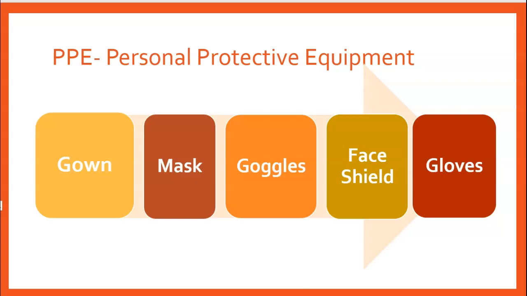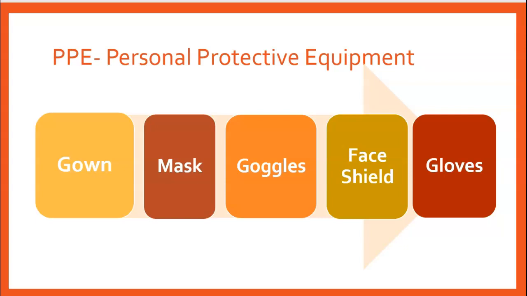So if you'll put your hands on your chest, okay, gown. Gown is the first piece of PPE that you put on. Then put your hands on your mouth. Mask. That's the second PPE equipment that you put on. Then you put your hands on your eyes. Goggles. Then you put your hands up in the air. Gloves. And goggles, face shield, it's one or the two that you would use.